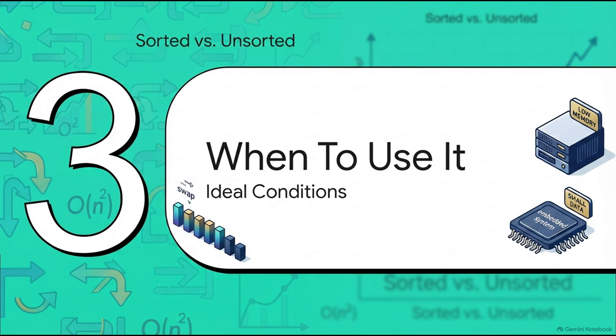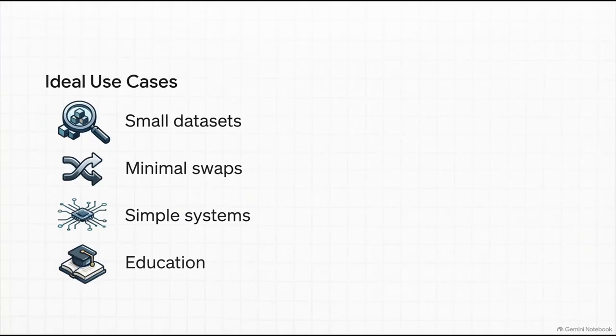Part 3, when to actually use it and its ideal conditions. Now you might be thinking, hey, this is so simple, it must be the best thing to use everywhere. Actually, not quite. Selection sort really shines under some very specific conditions. First, it works totally fine for small datasets.